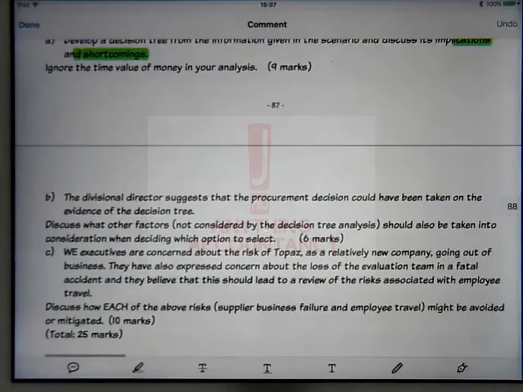Okay. Discuss then. WE executives are concerned about the risk of Topaz, as a relatively new company, going out of business. They have also expressed concern about the loss of the evaluation team in a fatal accident. They believe that this should have led to a review of risk associated with employee travel. Discuss how each of the above risks, supplier business failure and employee travel, might be avoided or mitigated. 2 pages.